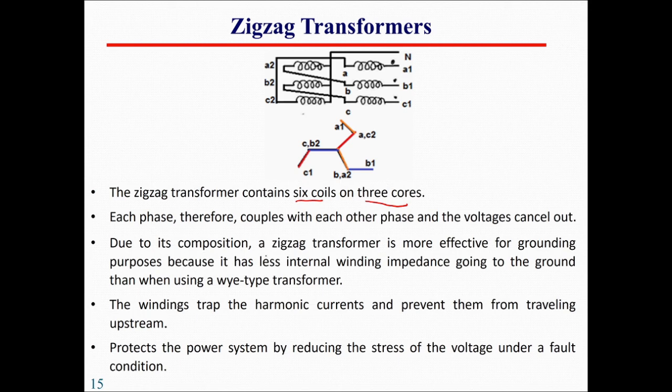Due to its composition, zigzag transformer is more effective for grounding purposes because it has less internal winding impedance going to the ground than when using the Y delta type transformer. The winding trap, so the function of this winding, it will trap the harmonic current and prevent them from traveling back to the source, to the upstream. And it protects the power system by reducing the stress of the voltage under a fault condition.